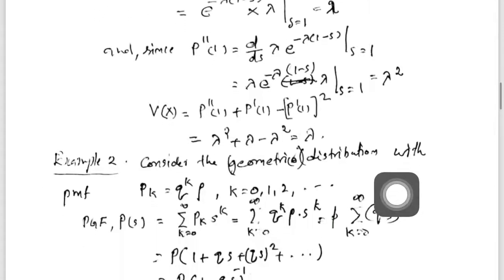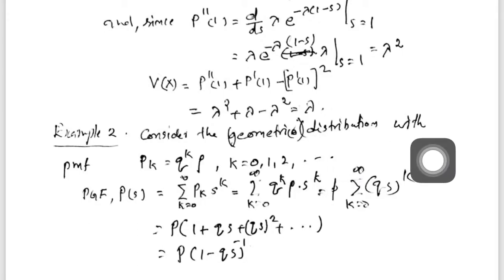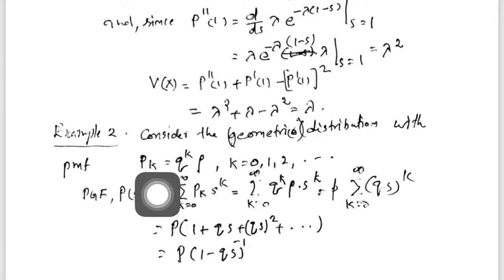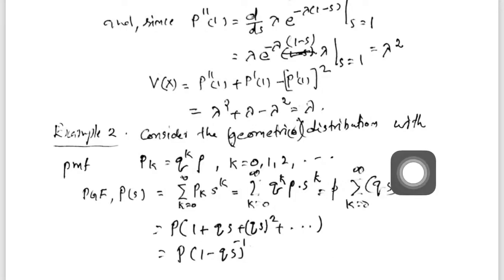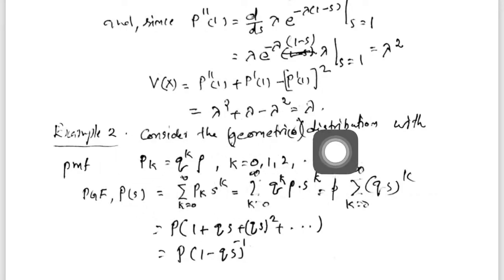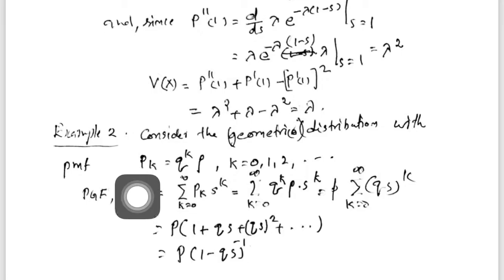Okay. And similarly, you can consider some more examples. Here we consider the geometric distribution with the probability mass function p_k equal to q to the power of k into p, for k equal to 0, 1, 2, 3, etc. And this is one way of defining the geometric random variable's PMF. Some variations are also there for defining geometric distribution, but this is one way.